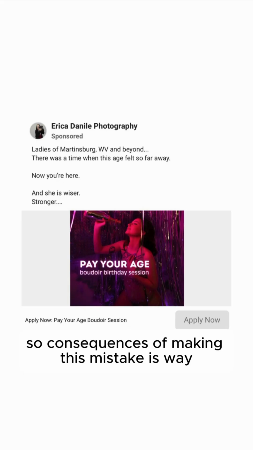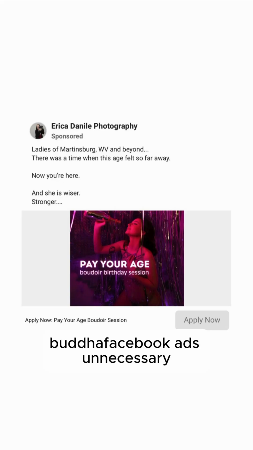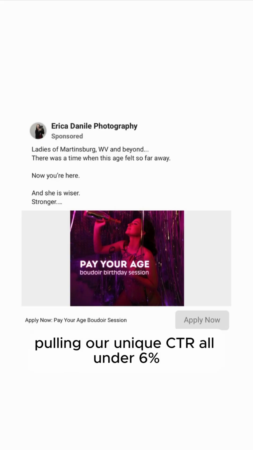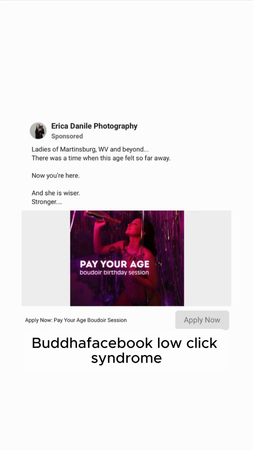So the consequence of making this mistake is way more women are going to be scrolling by our Boudoir Facebook ads than necessary, pulling our unique CTR under 6% and contributing to BLCS, Boudoir low click syndrome.